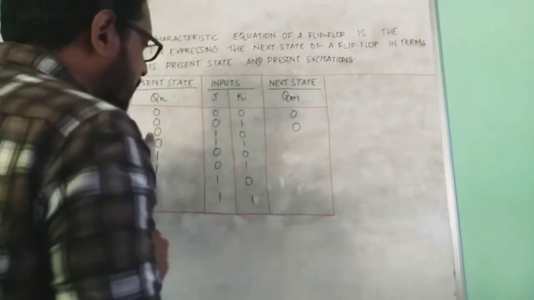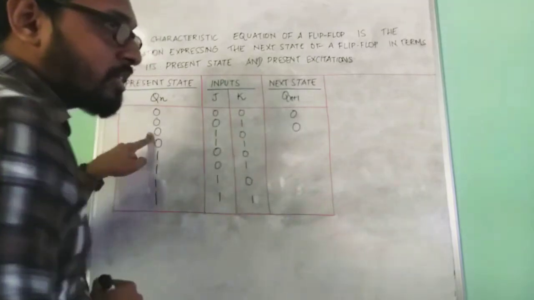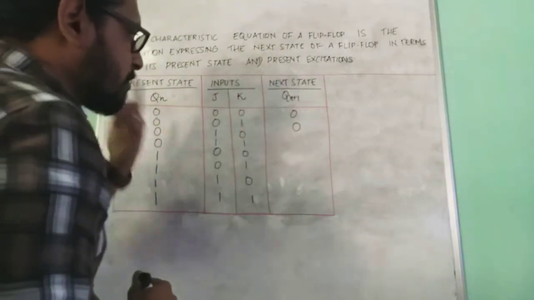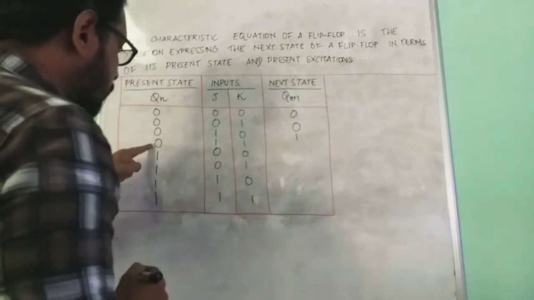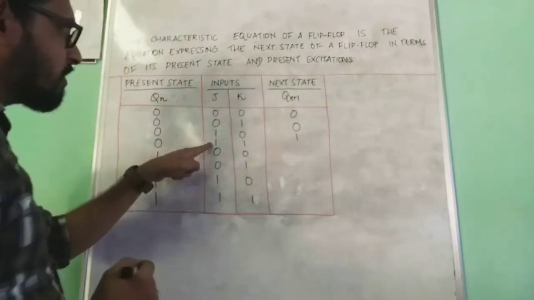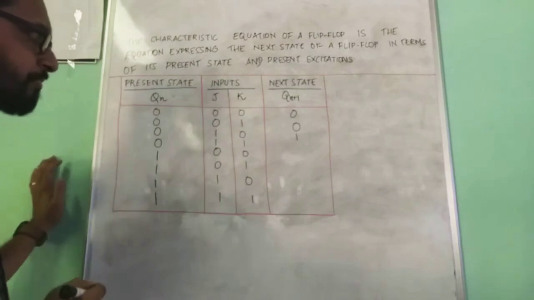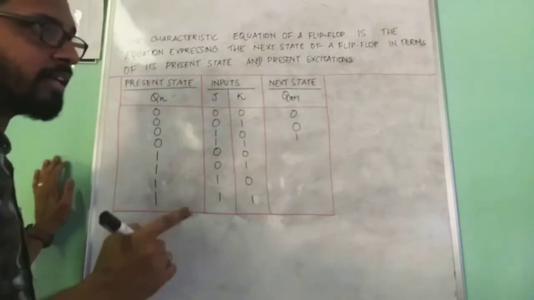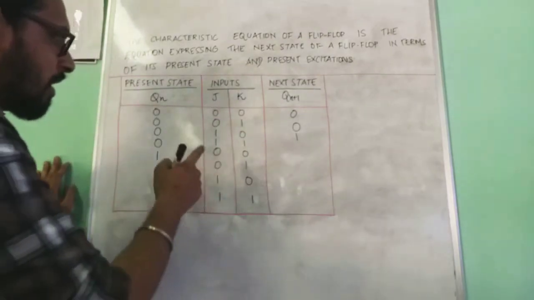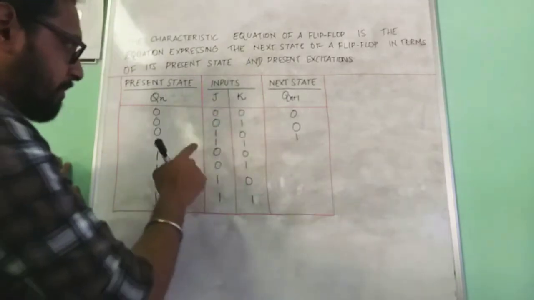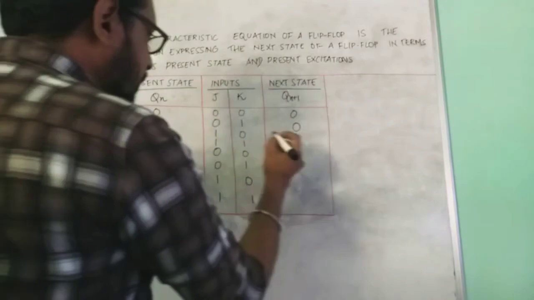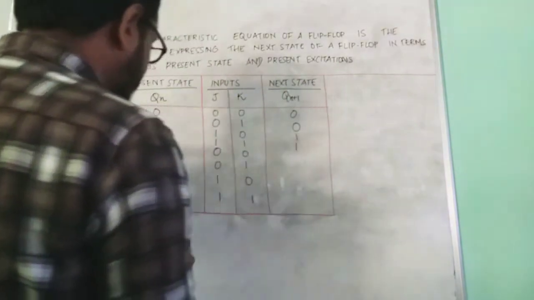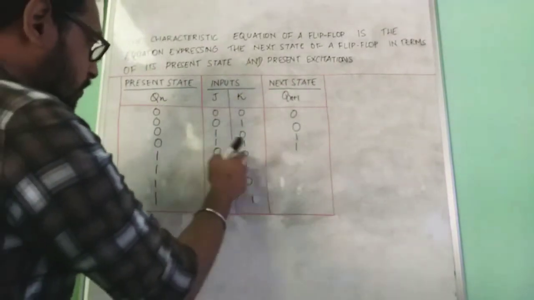We have J and K, and it's 1 0. 1 0 means J is 1, which is similar to set condition, so we make this a 0. And we have 0 present state, and JK values are 1 and 1. When both the values are 1, it's the toggle condition. Remember that. Okay, toggle condition. That is, we have a 0 here, toggle means we put the value 1 here.